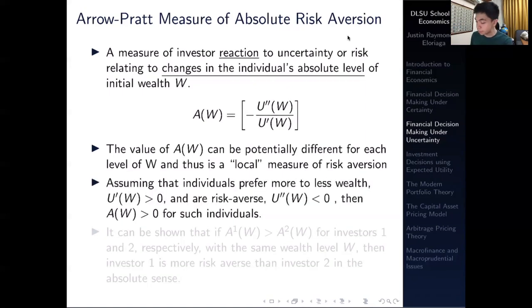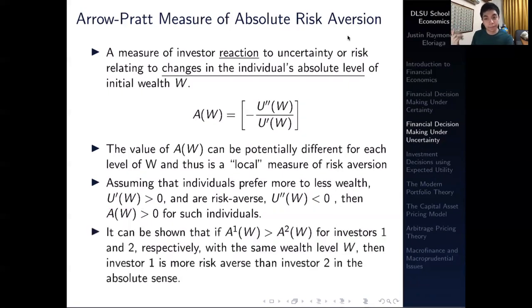This is what I said earlier: because this part here is positive, and this part here is negative and you multiply it by a negative, the measure is positive for such individuals. Now, it can be shown that if you were comparing two people and their degree of risk aversion, and their A(W) is higher for one investor than another, assuming the same level of wealth, then the first investor, since we have this inequality here, is more risk averse than the second investor, and we append the term in an absolute sense.